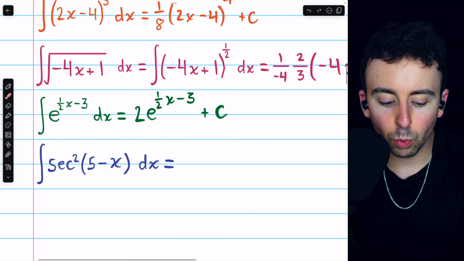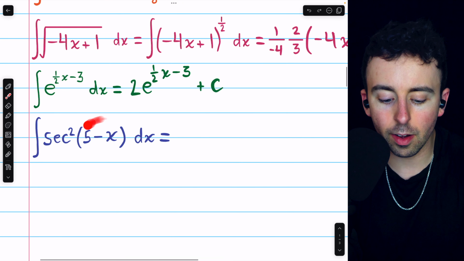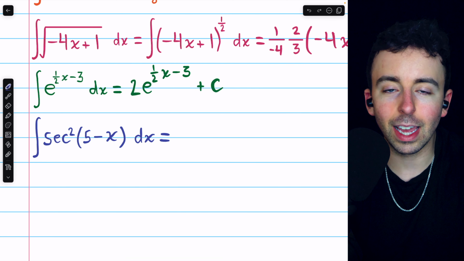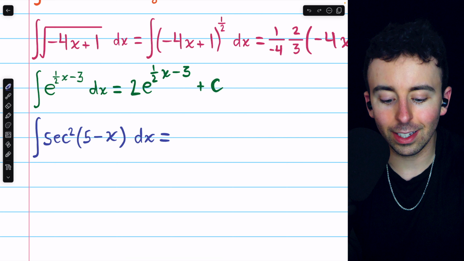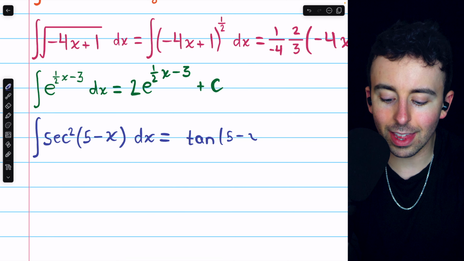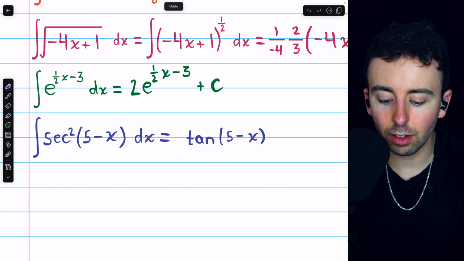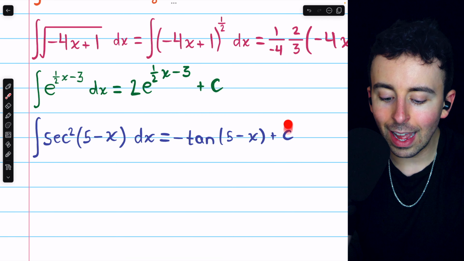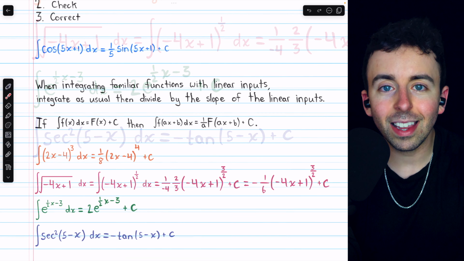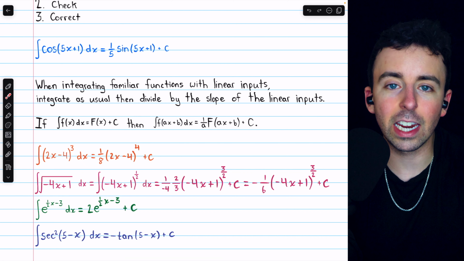In the last example, we are integrating secant squared of 5 minus x. What trig function has a derivative of secant squared? Hopefully you recall it's the tangent function. So this will be tangent of 5 minus x. But the input here is a linear function, so we need to divide by the slope, which is negative 1. Dividing by negative 1 is the same as multiplying by negative 1, and so that's our integral, making sure we remember the arbitrary constant.